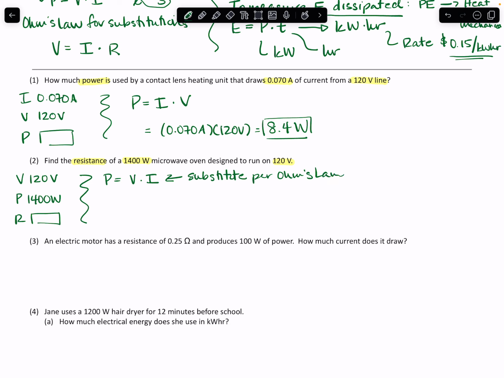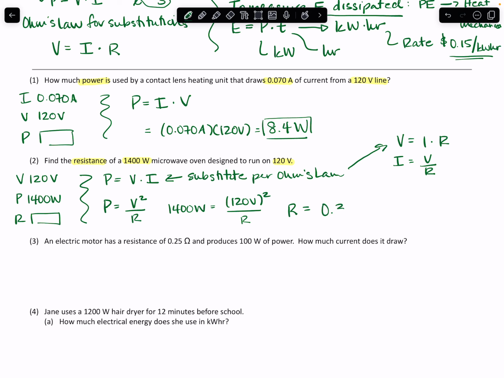So what does that look like for this particular problem? We know that voltage is current times resistance, which means current is equal to voltage divided by resistance. So I'm going to plug that in, and I end up with power is equal to voltage squared divided by my resistance value. I plug in what I've got: 1400 watts is equal to 120 volts squared divided by my resistance. I rearrange and solve, and I find that this particular microwave has a resistance of 0.3 ohms.